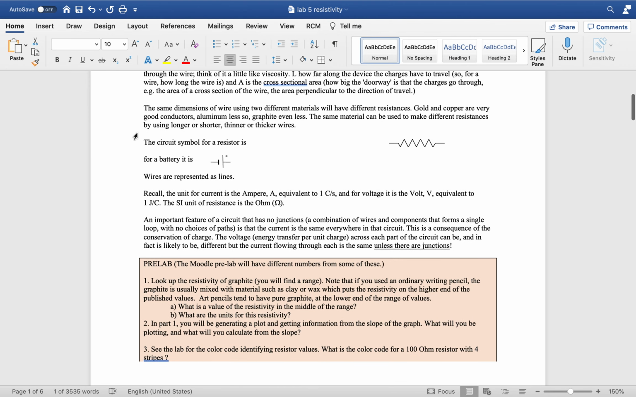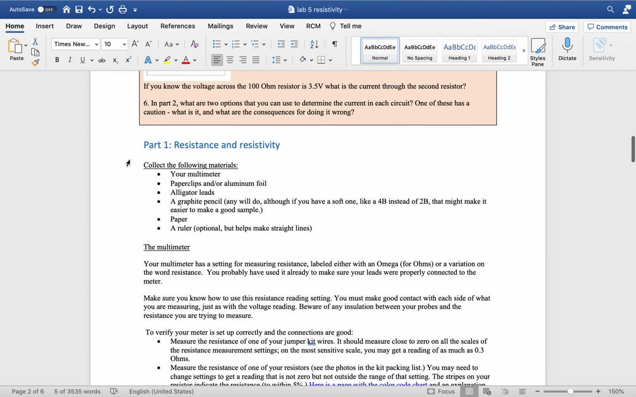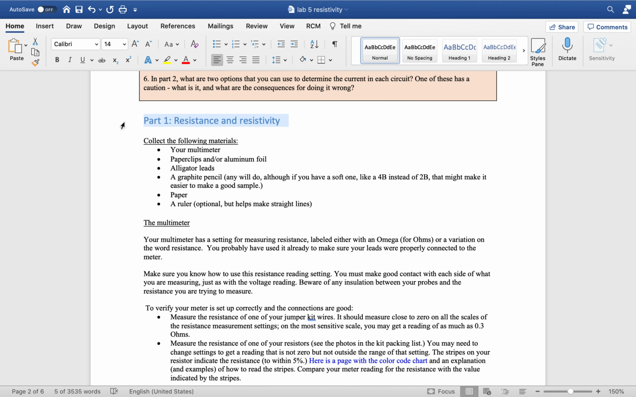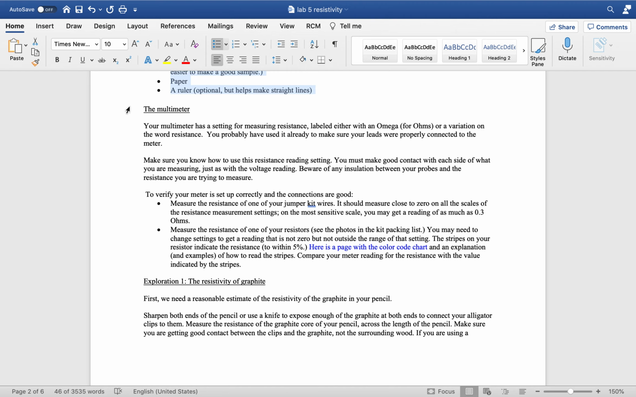And then this is just a basic introduction for a student to show how we represent a resistor, how we represent a battery, and so on. So let's jump to the lab. Part 1 is about resistance and resistivity. Students will need the following things: multimeter, paper clip, aluminum foil, alligator leads, graphite pencil, paper, and ruler. For the multimeter, you may have to help them measure the resistance of a resistor.